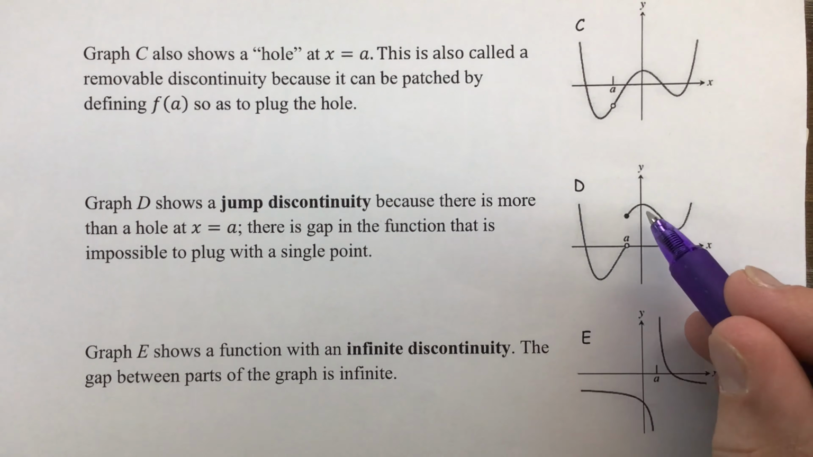This will be non-removable. It would be an infinite discontinuity. It is non-removable. And for the domain here, we're going to have negative infinity up to 2. We're going to use parentheses because it doesn't actually include the 2. Then it's going to pick up after that, go from 2 to infinity.